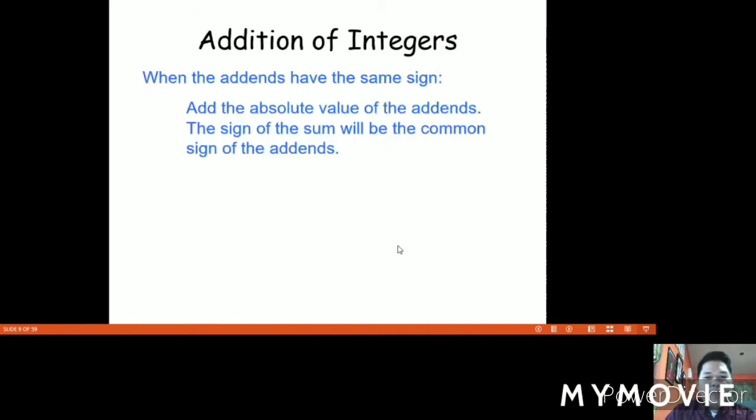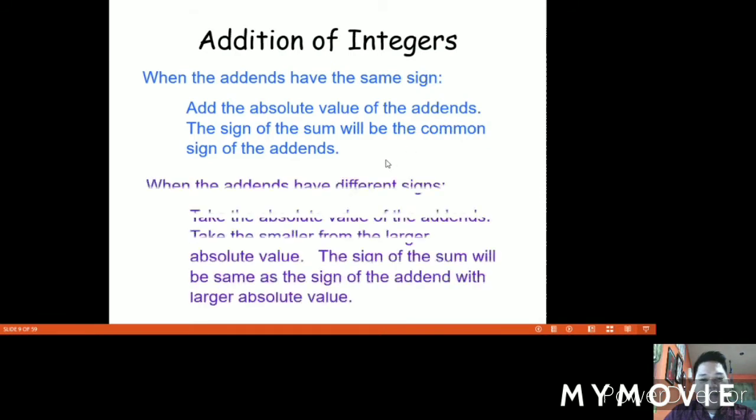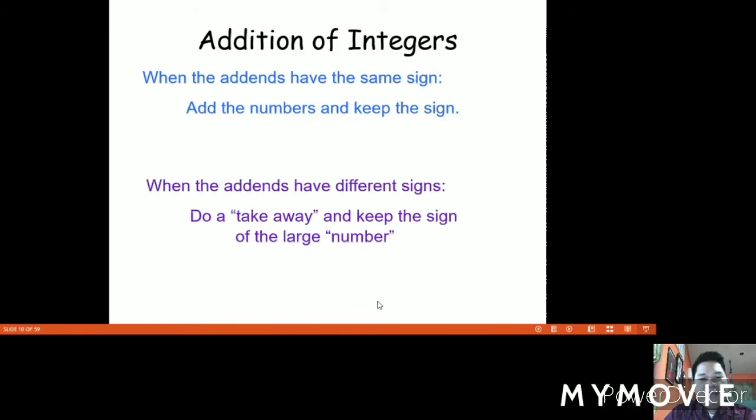Addition of integers: when the addends have the same sign, add the absolute values of the addends. The sign of the sum will be the common sign of the addends. When the addends have different signs, take the absolute values of the addends and subtract the smaller from the larger absolute value. The sign of the sum will be the same as the sign of the addend with the larger absolute value.